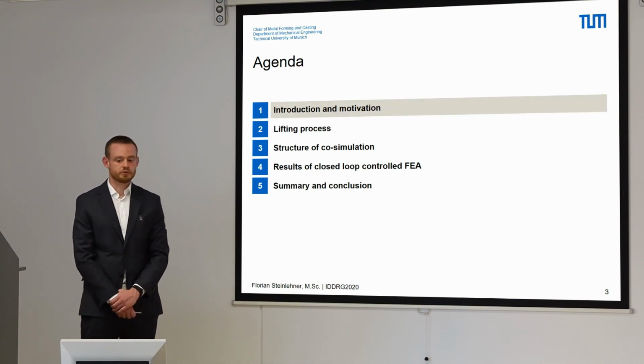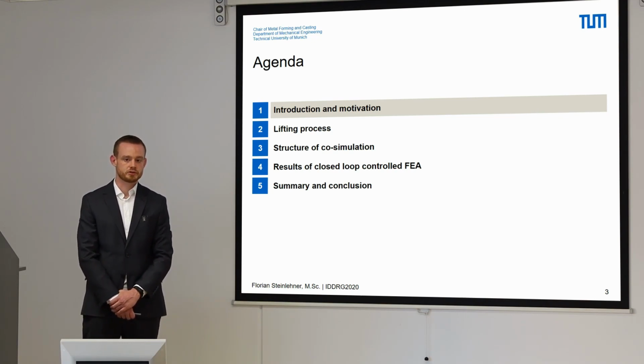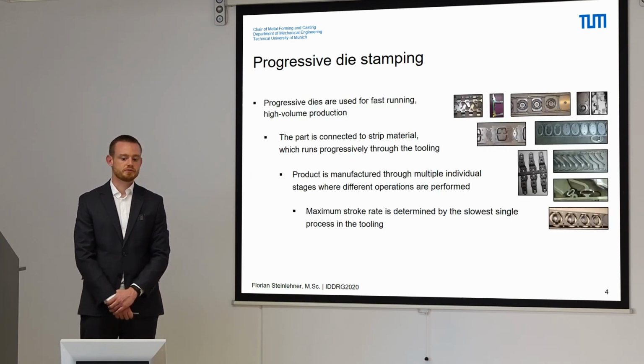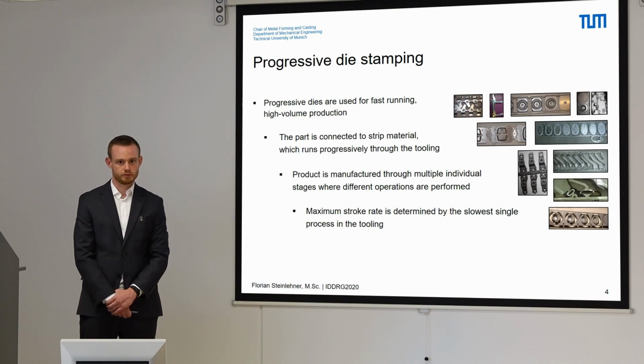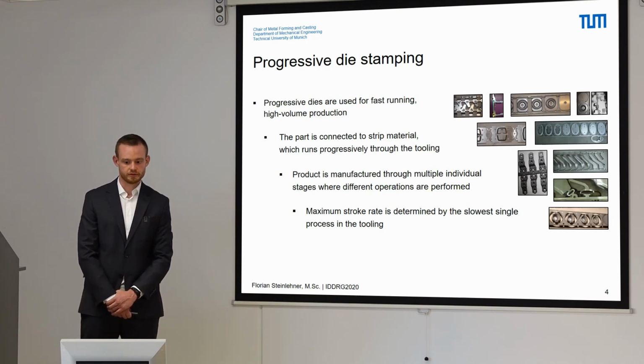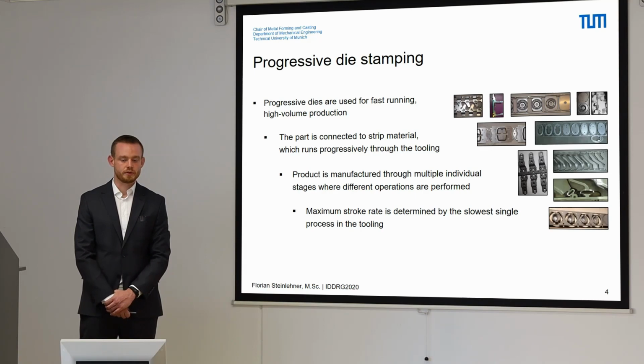Our motivation for this work is based on the progressive die stamping process and a more robust operation for increased outcome and improved part quality. Progressive die stamping and progressive die forming are typically used for high volume production with a fast running process. The produced components are made for many different industries, like for example the automotive industry or the electrical industry, and are used in a variety of applications.